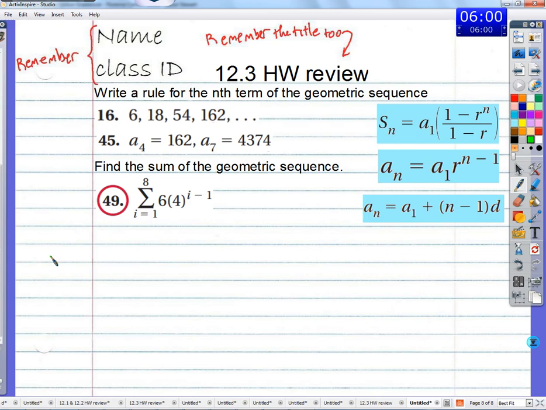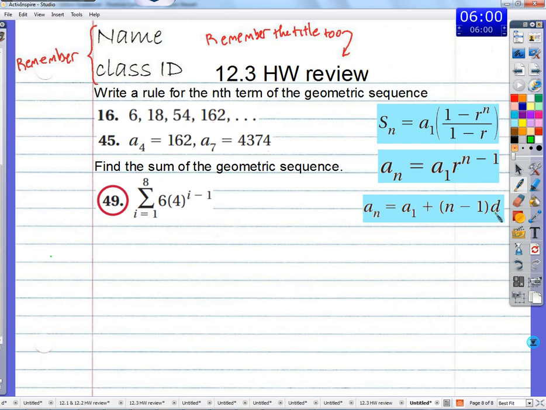Also, we have letters that we use. This is not the best way to learn, but we do have letters involved in arithmetic sequences. We have the letter D. D for what? Difference. In geometric sequences, we have R. R for what? Ratio.